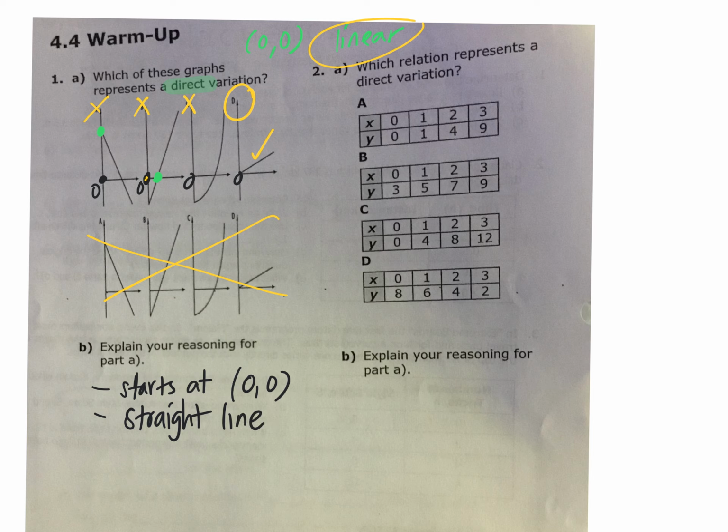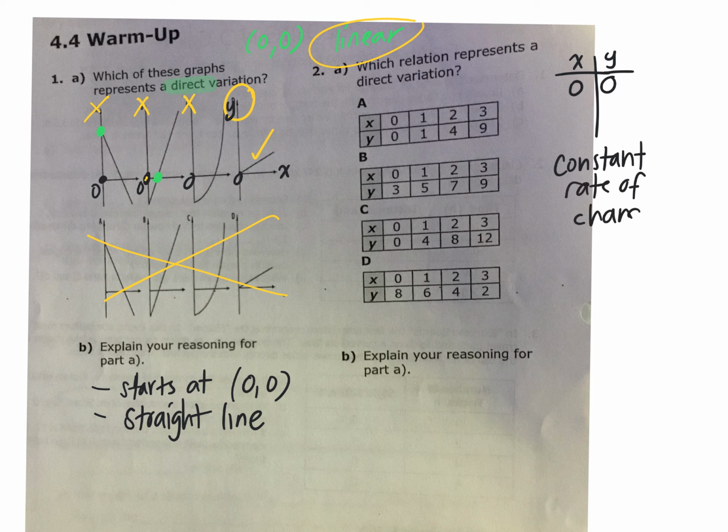Okay, number 2, this is similar to what we just did on the other page. We're trying to figure out if X and Y must start at (0, 0) in order for it to be direct, and it has to have a constant rate of change, which means it has to have a slope that's the same, which means that each variable has to go up by the same amount.